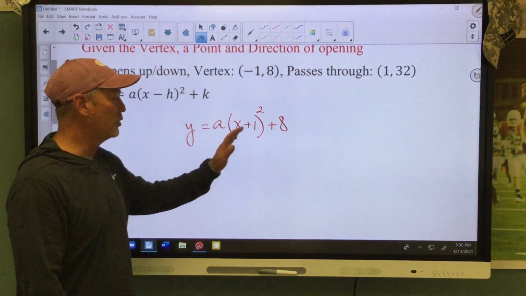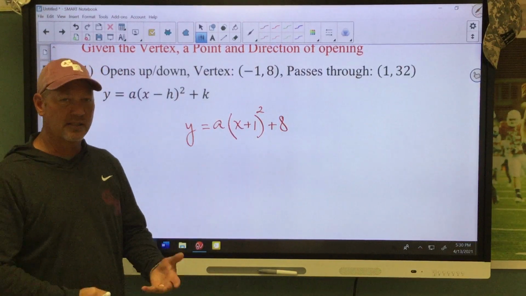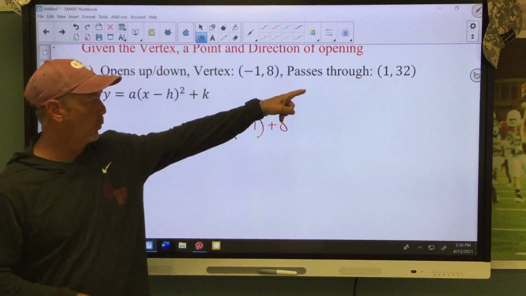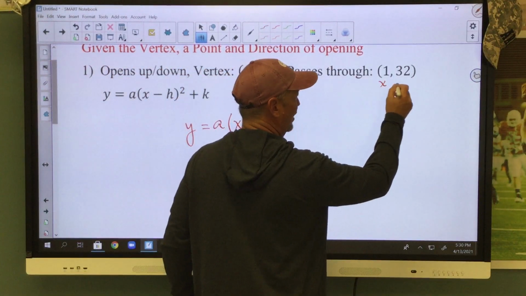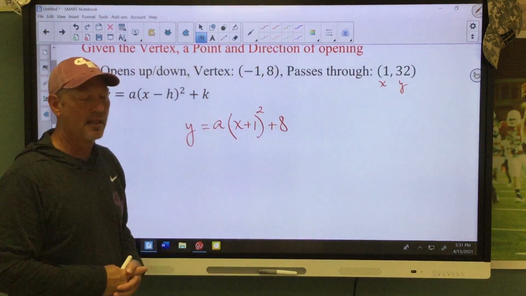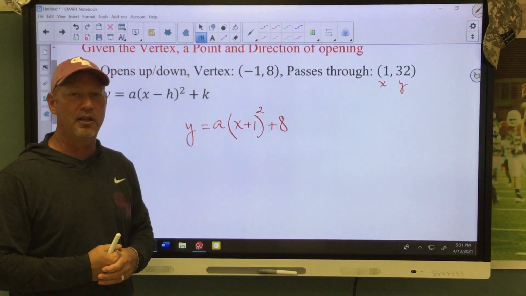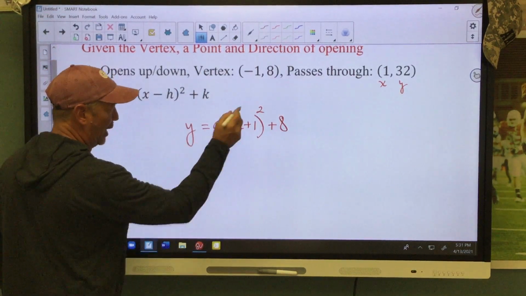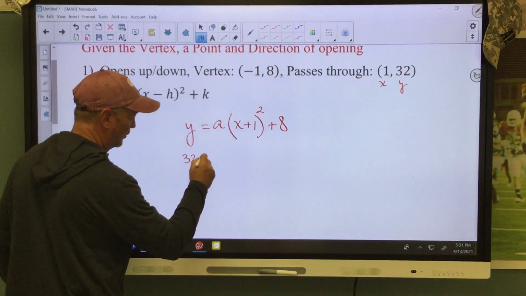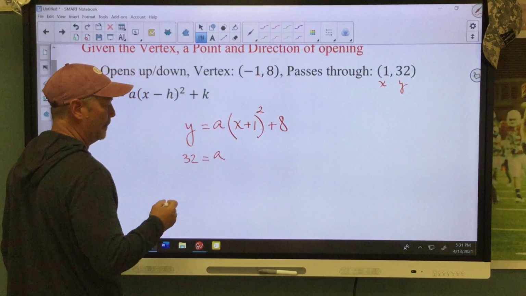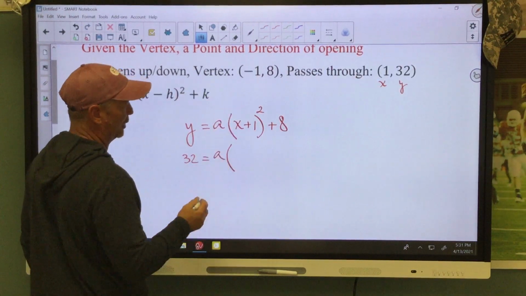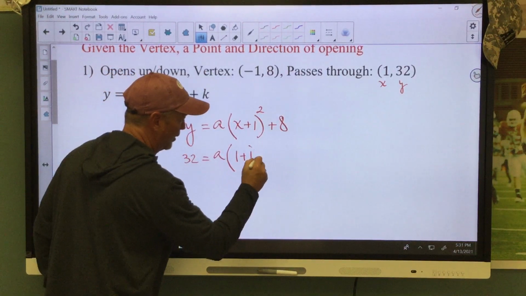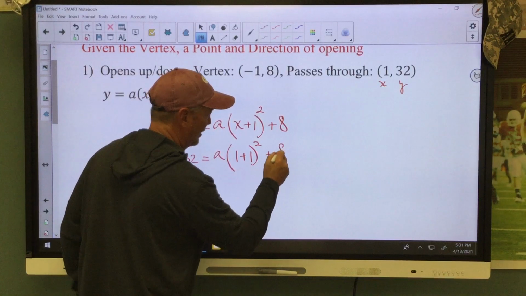So I've got a good jump on finishing my equation. I just need to find the a value. How do you find the a value? Well, we're going to go through this point, and we're going to substitute in this x value and that y value. That means a will be the only unknown variable, and we can solve for a. So let's substitute in a 32 where the y is. Here's my a. I don't know my a. We're going to substitute in our 1 value for the x, and we're going to say plus 8.